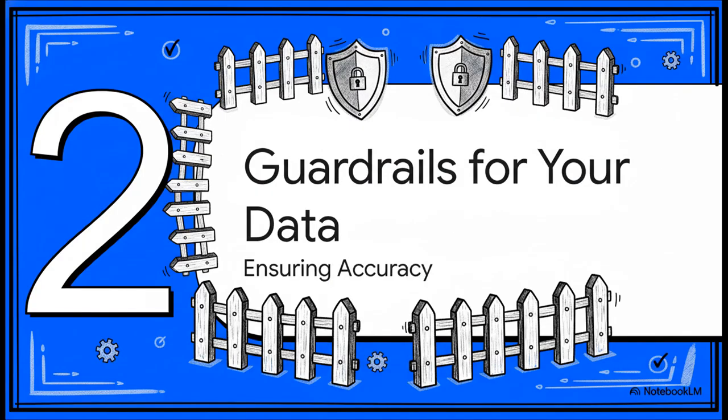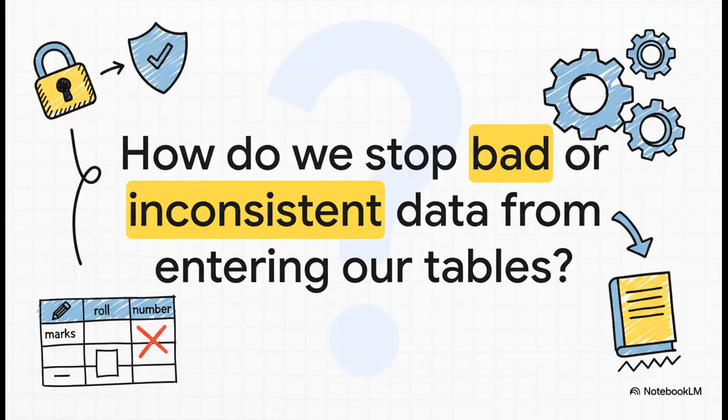Okay, so we have our nice, neat tables. That's a great start. But how do we keep them that way? How do we make sure the data going in is actually good data, that it stays accurate and reliable over time? For that, we're going to need some rules. We need some guardrails. Which really brings us to this critical question, right? How do we physically stop someone from entering a student's marks as, say, a negative number, or leaving their roll number totally blank? How can we make the system enforce these common sense rules all by itself?